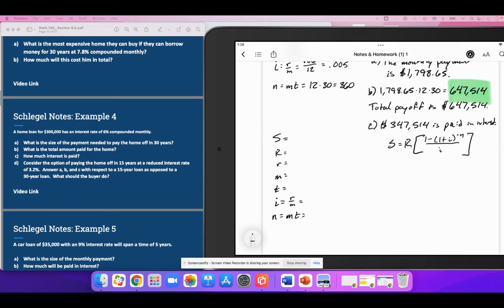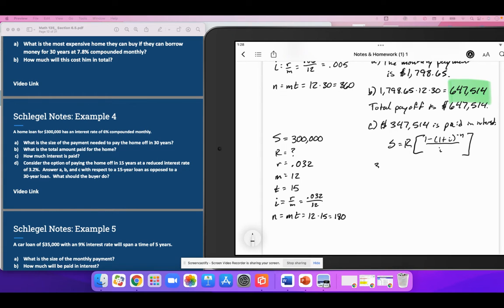Got the formula going. We're still buying a house for $300,000. We're not sure what the monthly payment's going to be in this new scenario. The interest rate is 3.2%, so 0.032. It's going to be paid monthly, this time in 15 years instead of 30. Our R over M is going to be 0.032 over 12. Let's see if that comes out even or not. 0.032 divided by 12. Nope, it's a repeating decimal, so I'm going to leave that alone. MT is 12 times 15, which is going to be 180.